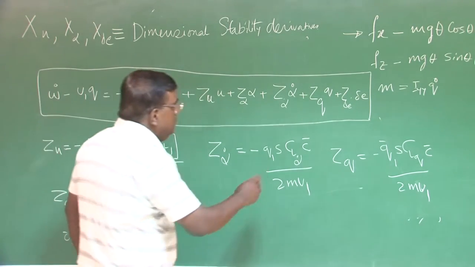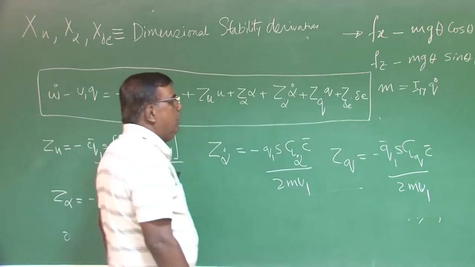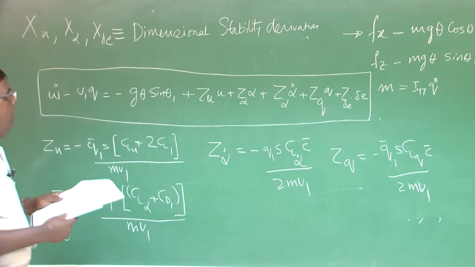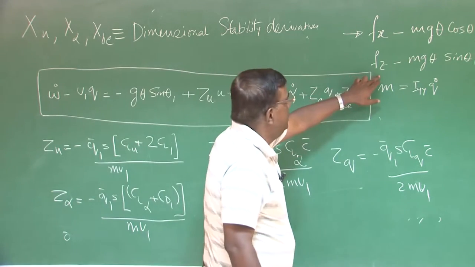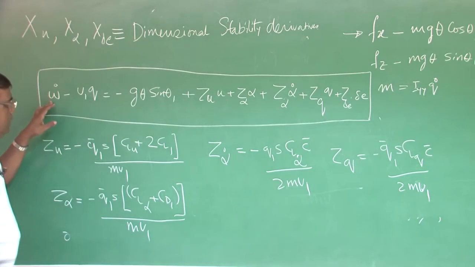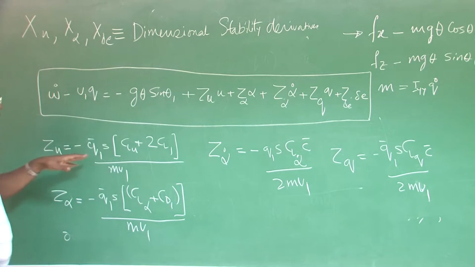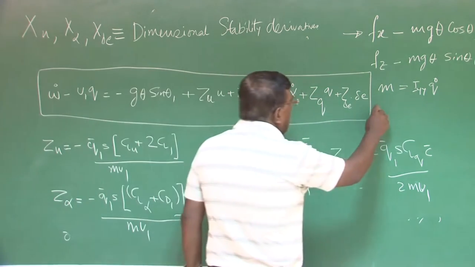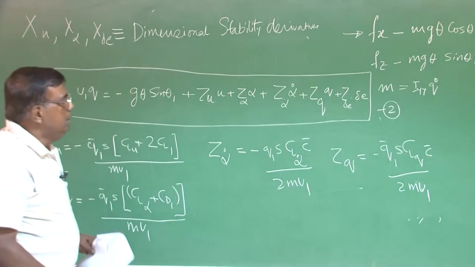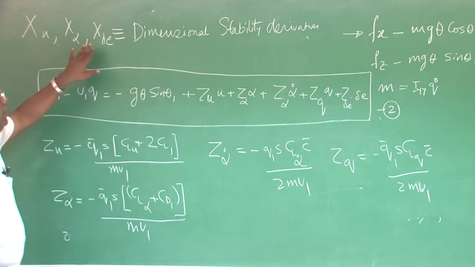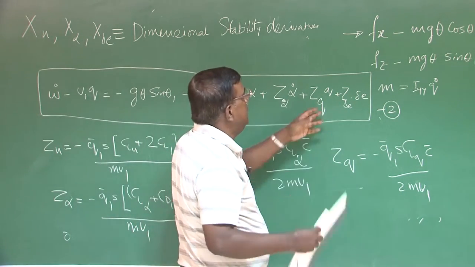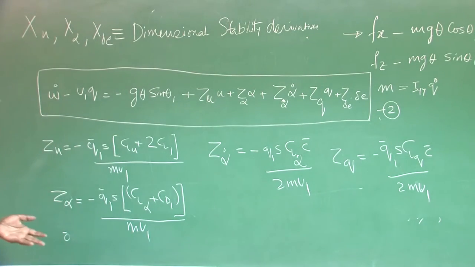Please understand that we have already derived the expressions for CL alpha dot and CLq. So these things are just algebraic manipulation. We have expanded Fz, substituted those expressions, then divided by m u1, and we got this equation. This is what we are looking for. So this is my second equation. And also, please understand that Xu, X alpha, X delta e, Zu, Z alpha dot, Zq, Z delta e are all dimensional stability derivatives. Okay? You can check their dimension, they have a finite dimension.